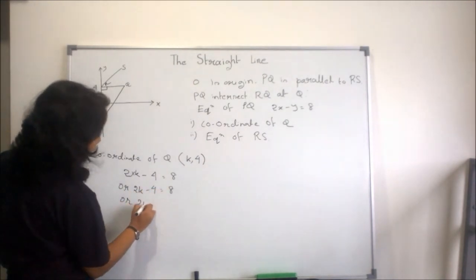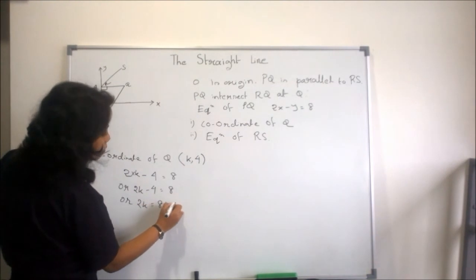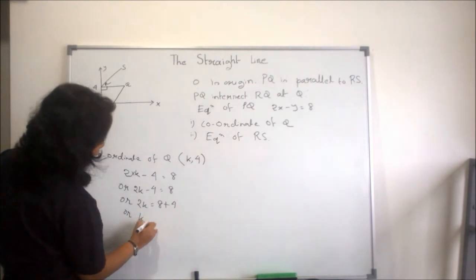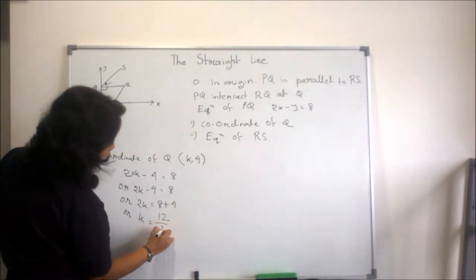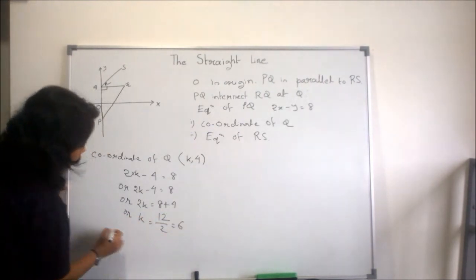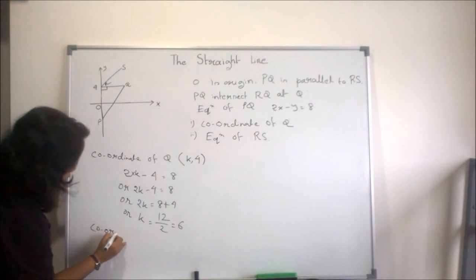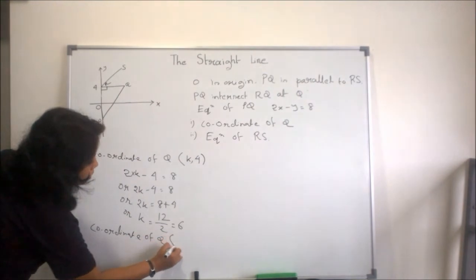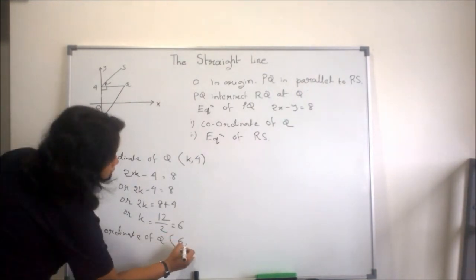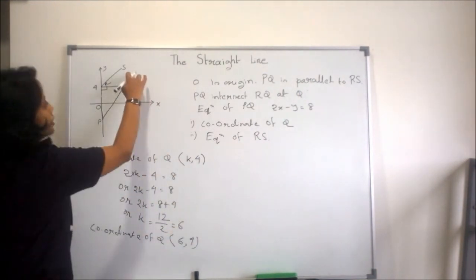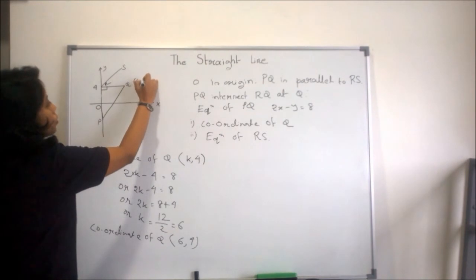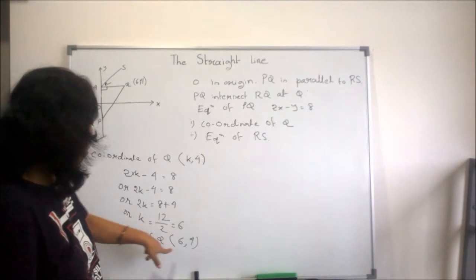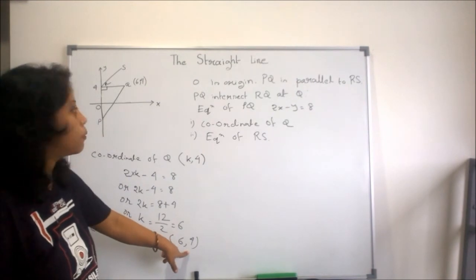So 2k is equal to 8 plus 4, minus 4 is going there. So k is equal to 12 by 2, that means 6. So the coordinate of Q becomes (6, 4). Okay, the first problem is solved. The coordinate of Q is (6, 4).